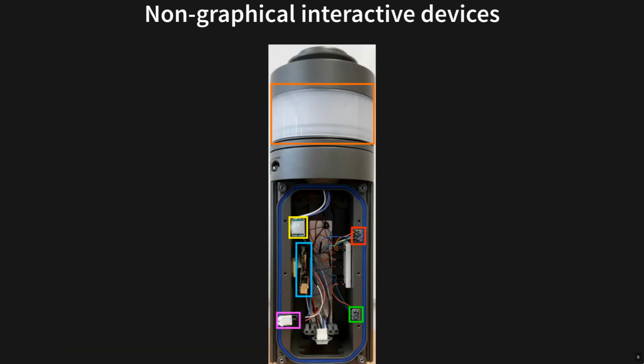Finally, you don't even have to think about graphical applications to find interactive ones. For example, this is a smart street light we deployed at a project a couple of years ago. Each of the colored boxes is a different sensor or actuator that allows the streetlight to interact with people in its vicinity, making this an interactive application.